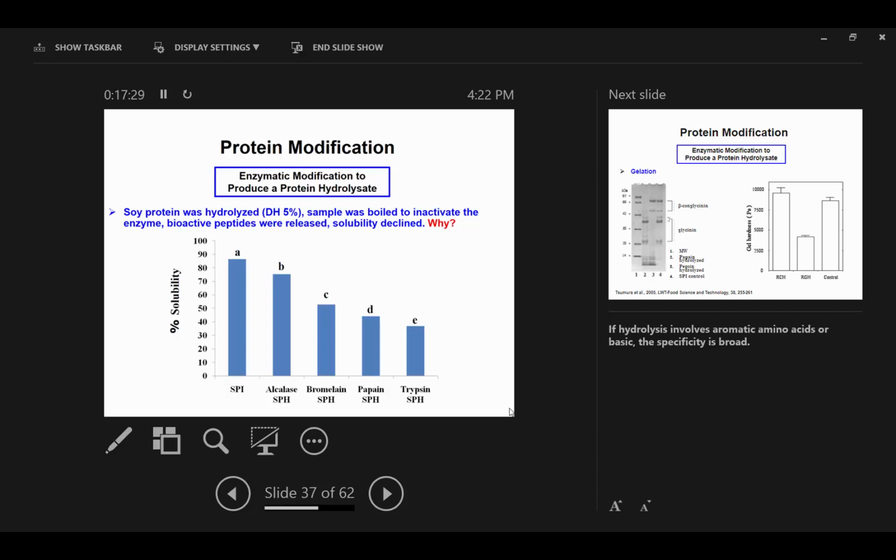So this is to highlight the specificity of different enzymes, the differences in peptides generated, and mind you, they're all 5% DH. So it's not only the degree of hydrolysis that matters, it's what you are producing.